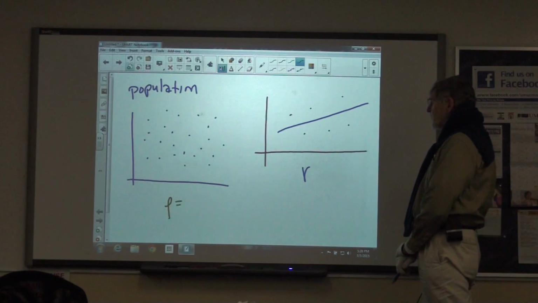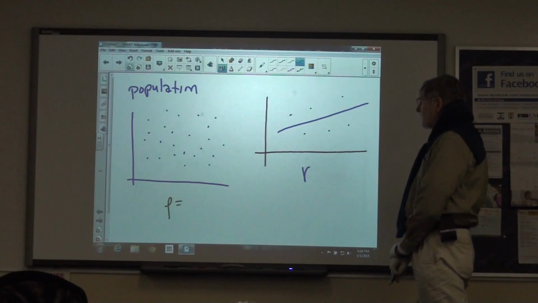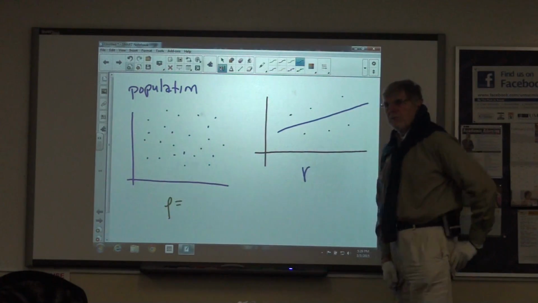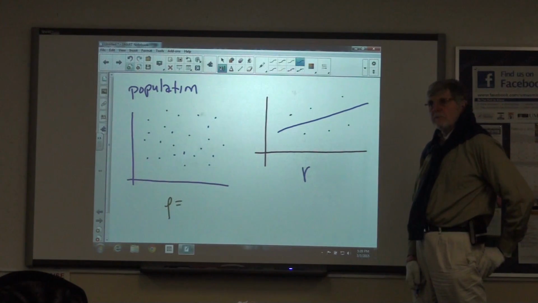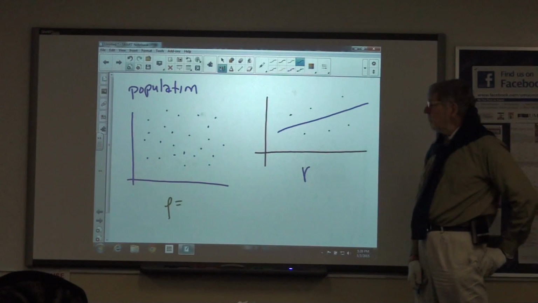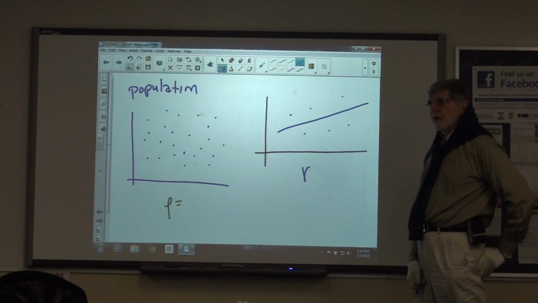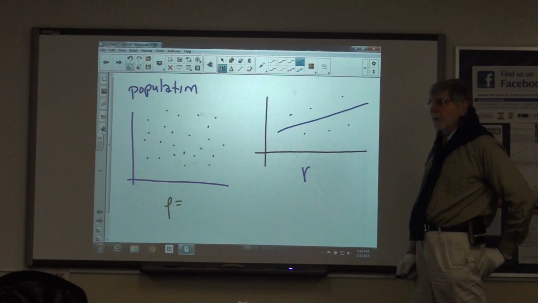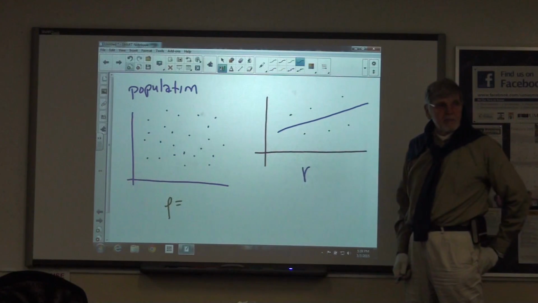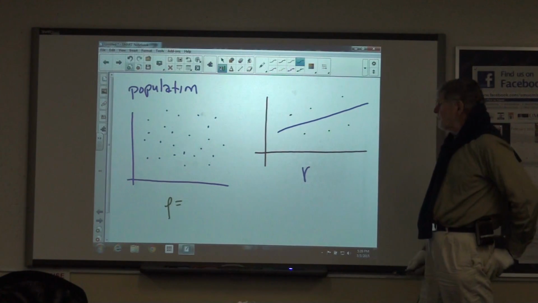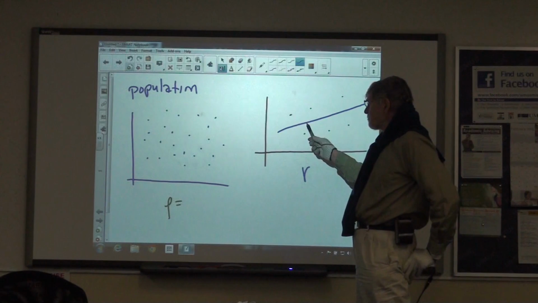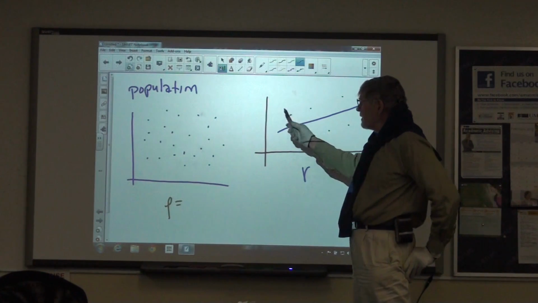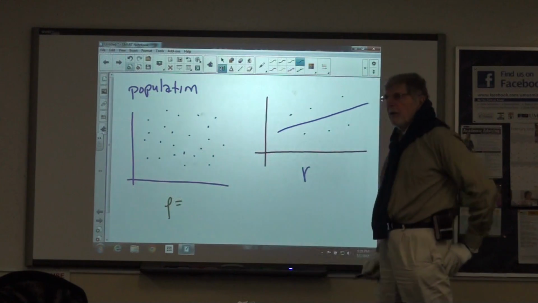Now what you would like to do is to claim that the same line of regression is present in the population as in your sample, because it's the population that you're interested in. So when are you permitted to claim that this line of regression is true also for the population?